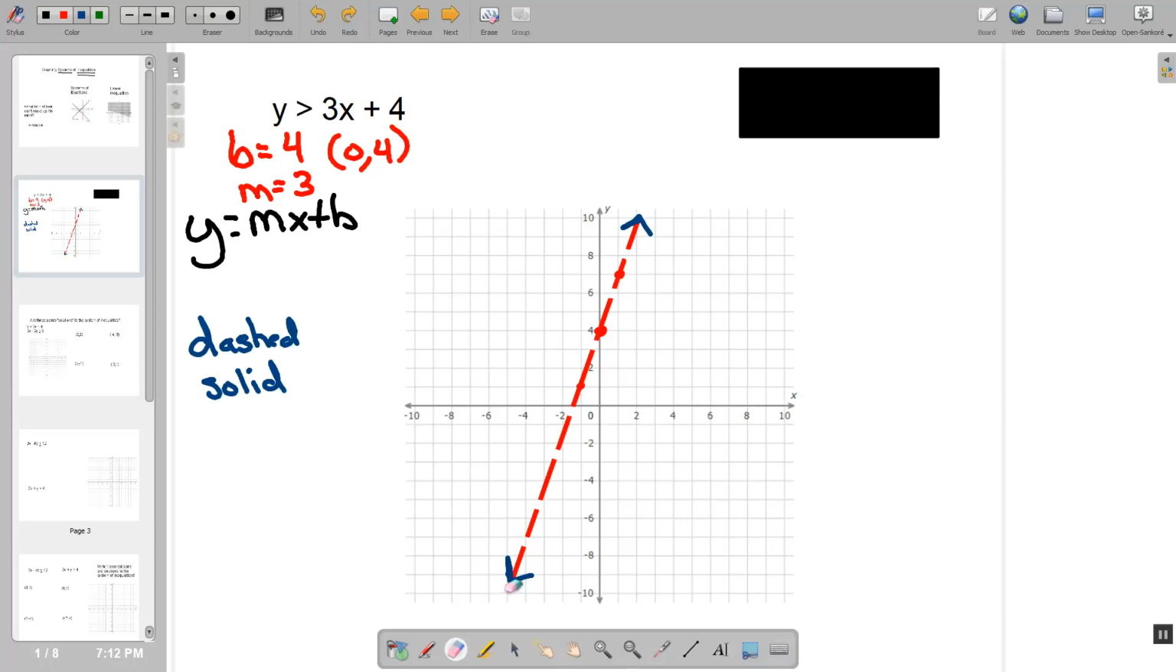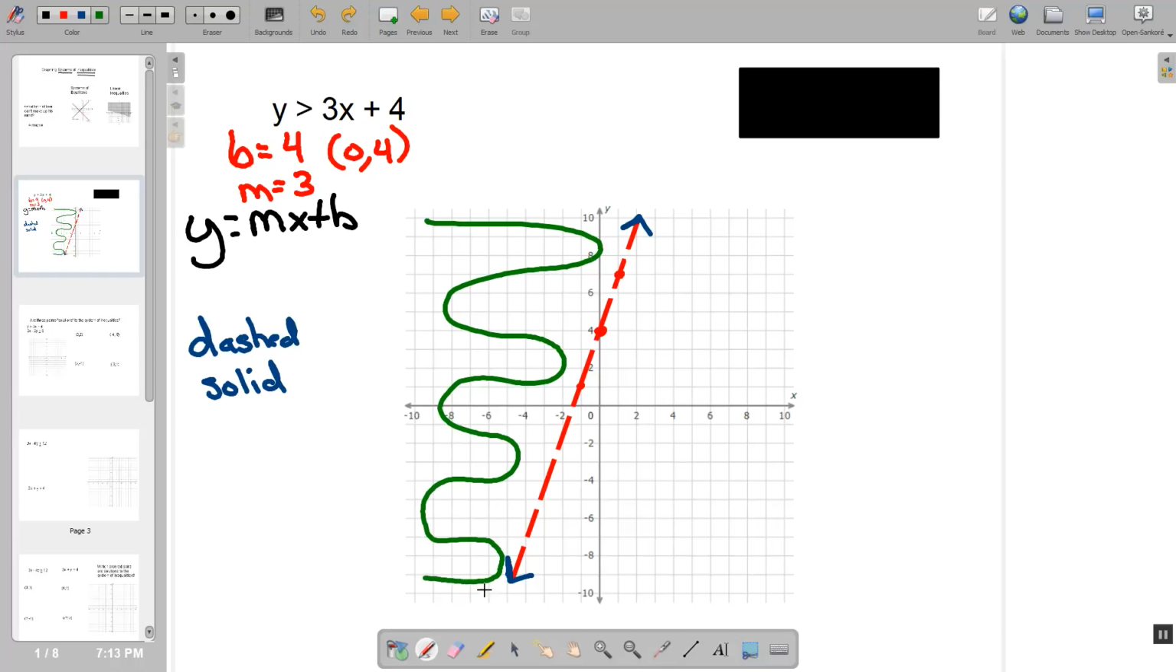Now, the important part is shading. So for this problem, we need to go greater than. So I pick a single point. I'm going to pick right here. And I go above, or greater than, that point. And that means our shading is over here. And I'm going to shade kind of lightly because I'm going to show you what happens with the next line, which is right over here.